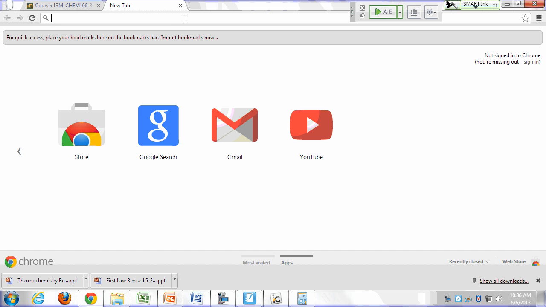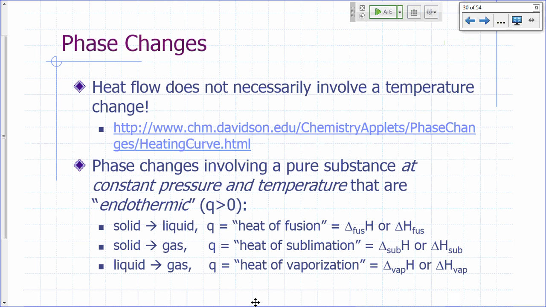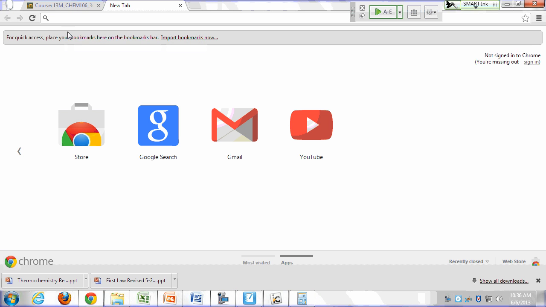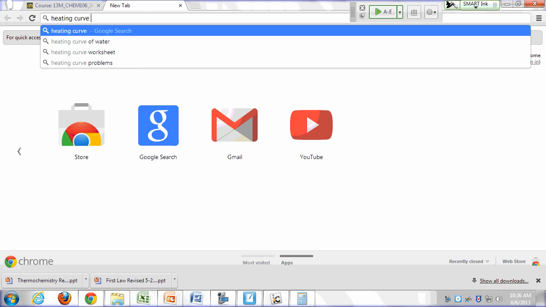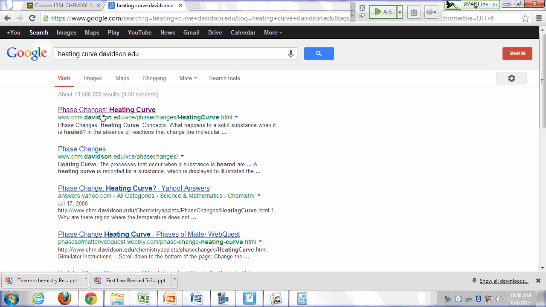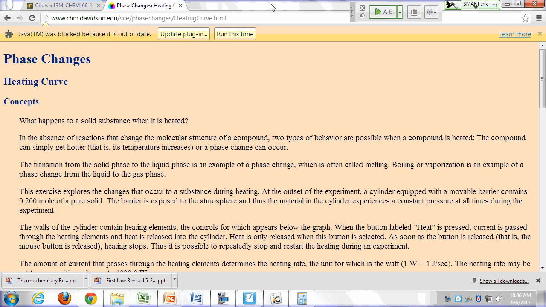Search for, might as well just type it in. Let's see. Davidson.edu, heating curve. I'll just do a search for heating curve, davidson.edu. Okay, and there's our website right there.